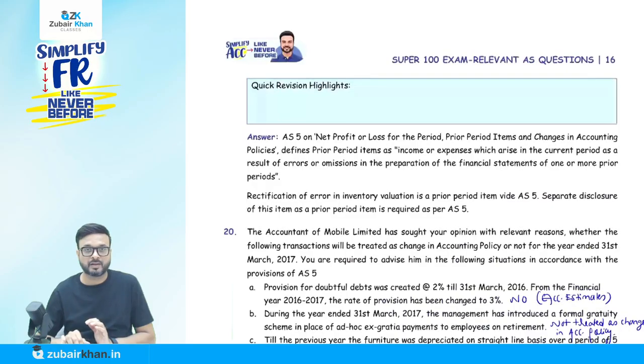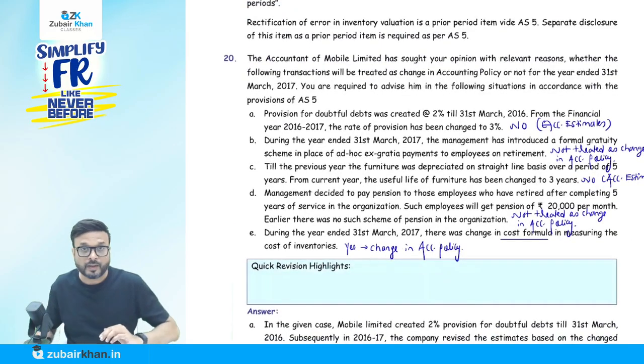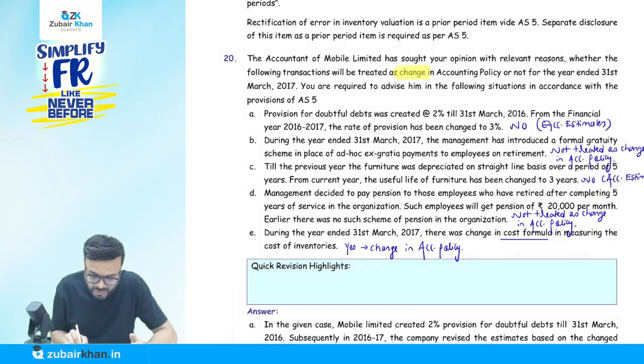Now, question number 20. The accountant of Mobile Limited has sought your opinion, with relevant reasons, whether the following transactions will be treated as a change in accounting policy or not, for the year ended 31st March 2017. You are required to advise him in the following situations in accordance with the provisions of AS 5. They're asking whether it is a change in accounting estimate or not. Let's read one by one.